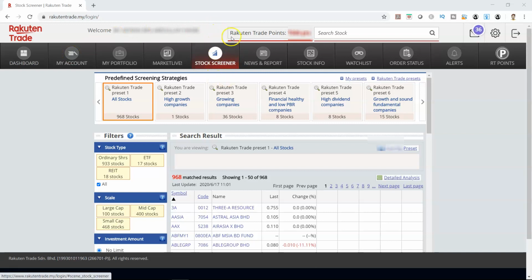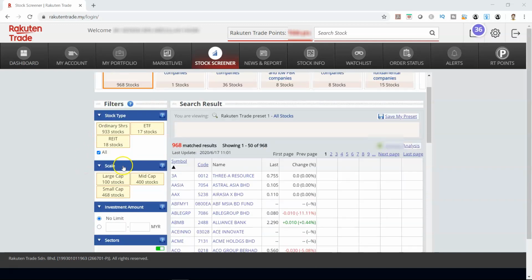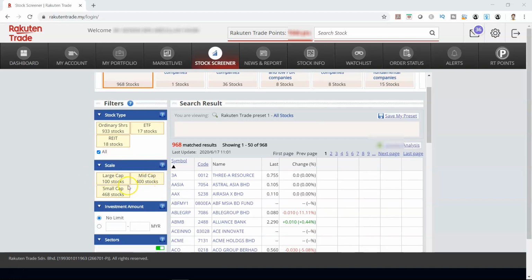Okay, so after you have already put in money, the next thing you can do is go to the stock screener. Over here, you can see the listed instruments provided in the market. So there are ETFs, there are REITs, there are ordinary shares, there are large cap, mid cap, small cap. So it depends on what you're interested in.